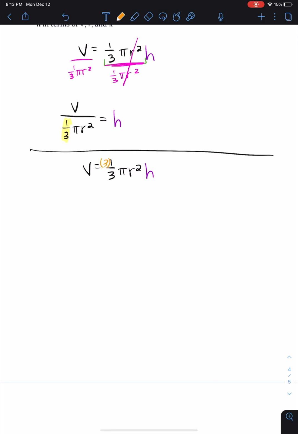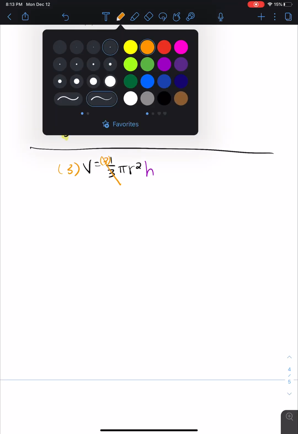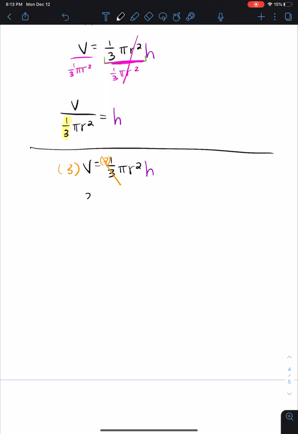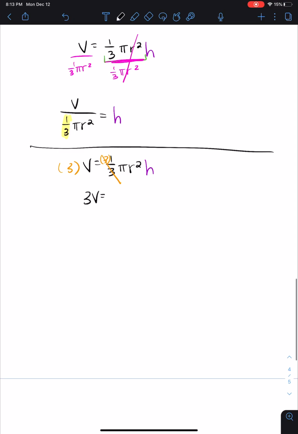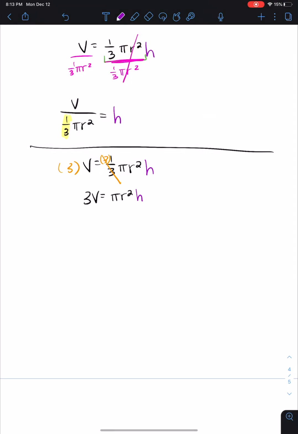So if we multiply each side by 3 to eliminate the denominator, just like we've done in Unit 1, multiplying each side by 3 would get rid of this 1/3, and we would be left with 3 times the volume is equal to pi times the radius squared times the height.